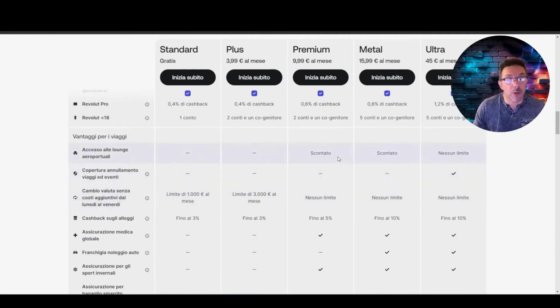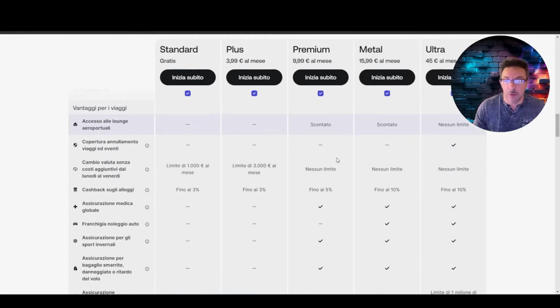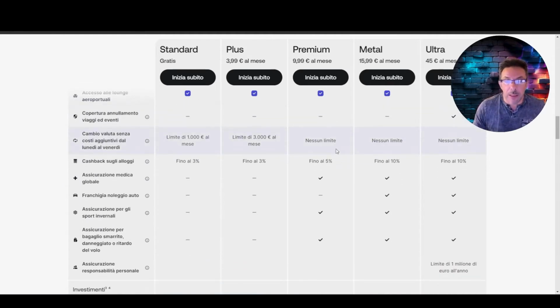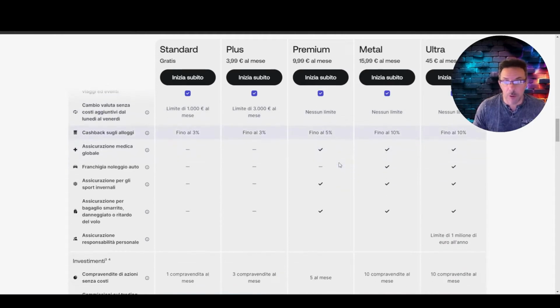Then you have currency exchange with no extra fees from Monday to Friday with no limit, 5% cashback on accommodation, global medical insurance included in the premium plan. So when you're on vacation, you and your family are covered. Even if you don't get insurance through an agency or buy it separately, you're covered by Revolut. Then you have insurance for winter sports.